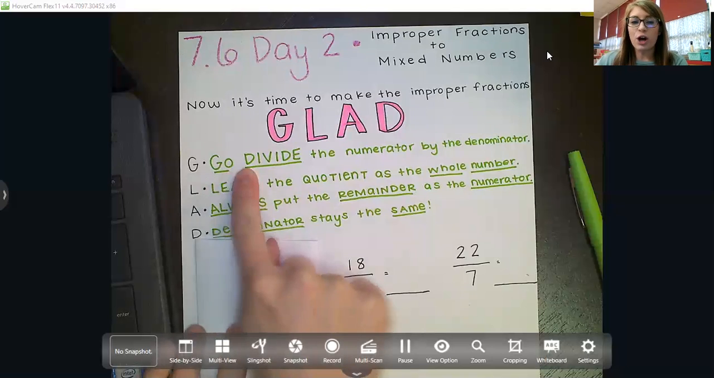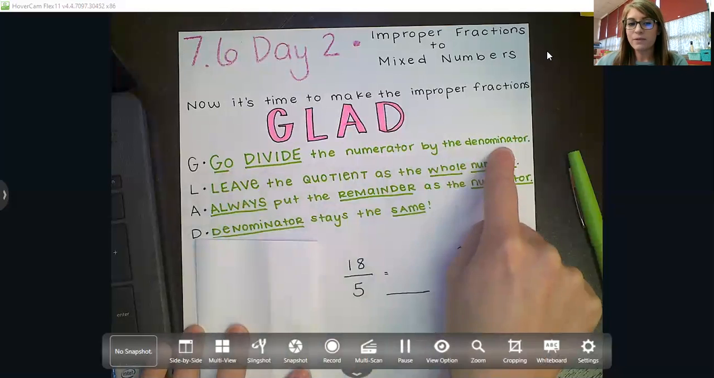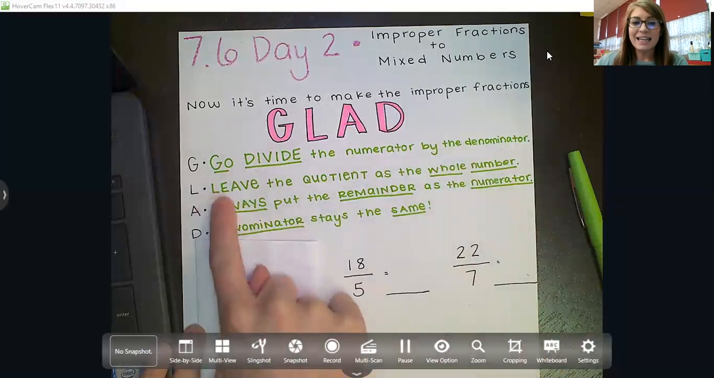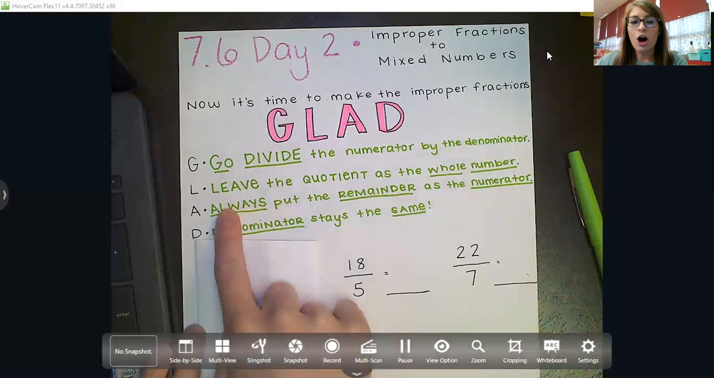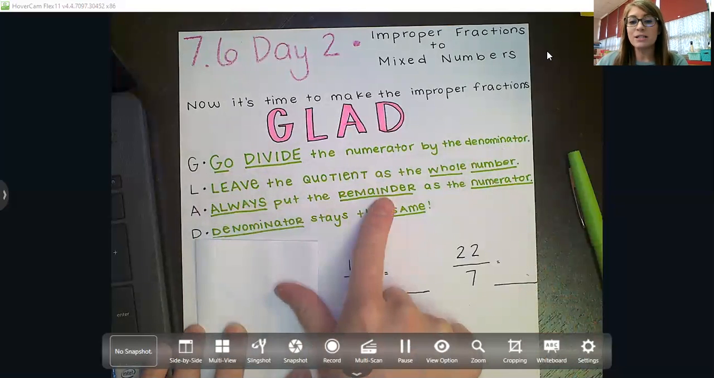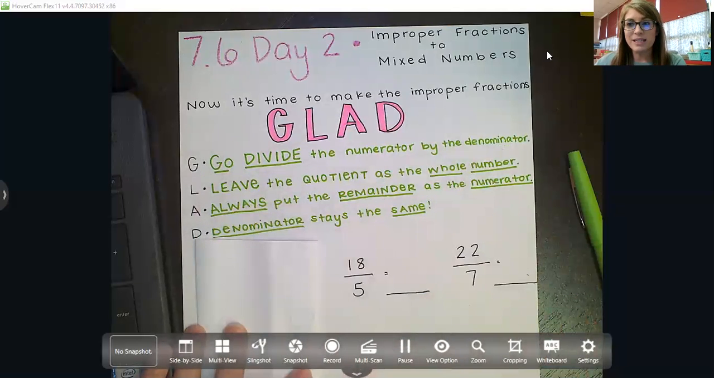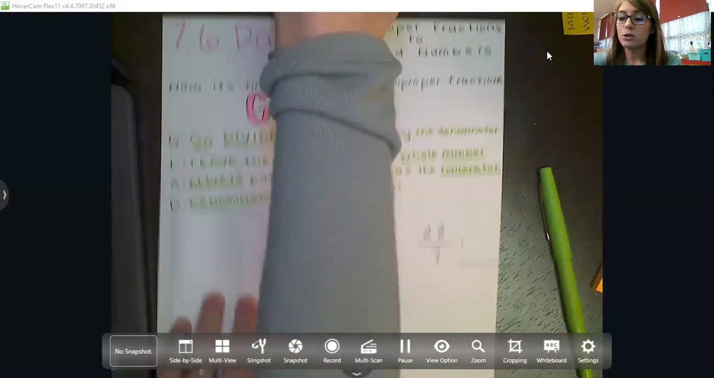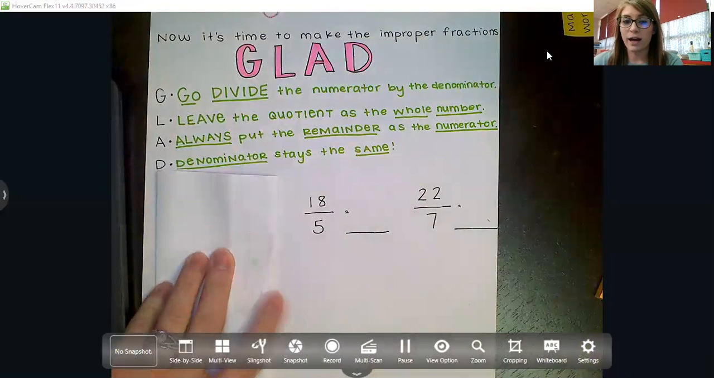G stands for go, divide the numerator by the denominator, okay? Then L, leave the quotient as the whole number. A, always put the remainder as the numerator. And D is that the denominator always stays the same. All right, so I want you to watch me work out this problem. Just watch me. Don't try to work it out with me. I just want you to watch, okay?